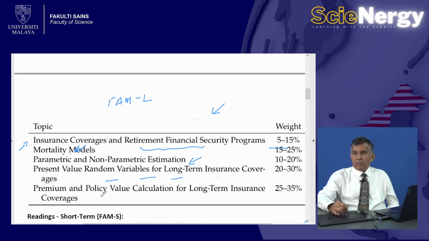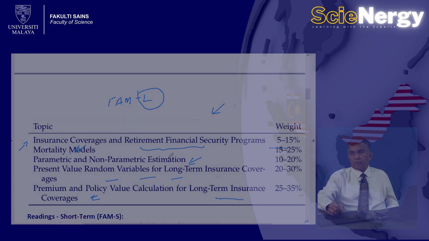And then we have premium and policy value calculation for long-term insurance coverage. Now, the reason this is here, long-term insurance, is because we are only dealing with long-term life insurance mathematics.